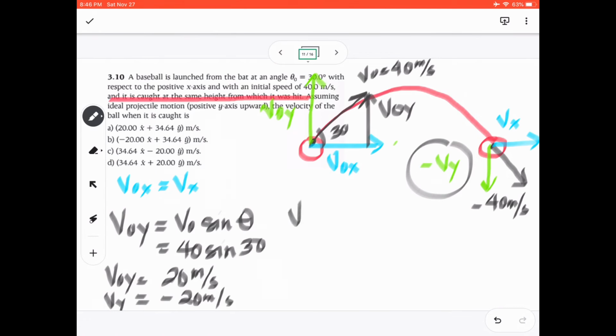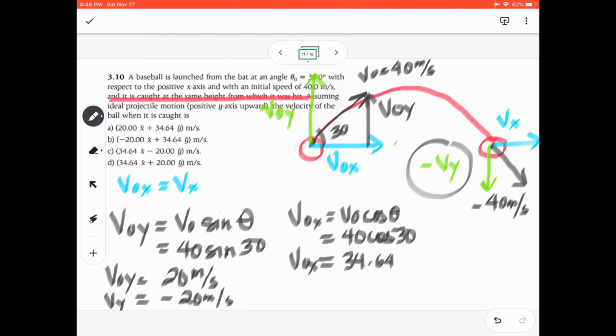For V0x though, V0x is equal to V0 cosine theta. V0 is 40, theta is 30. So your V0x is equal to 34.64 meters per second positive, and it's still equal to Vx. This one is still positive because it's going to the east in this case, but Vy will change its direction, therefore it's negative 20.